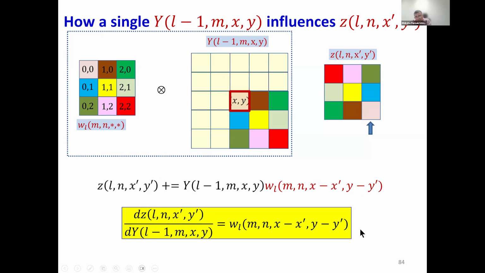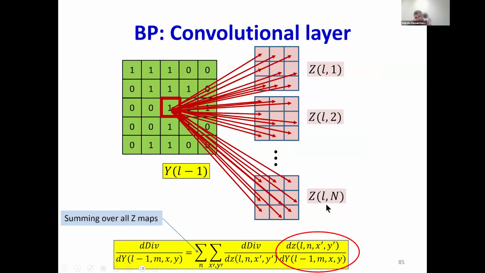What about the rest of you guys? Okay, and so I can just plug this into my equation here. This guy, I can just replace by W of x minus x prime, y minus y prime. And so this is how I would compute the derivative for every element of every input channel.